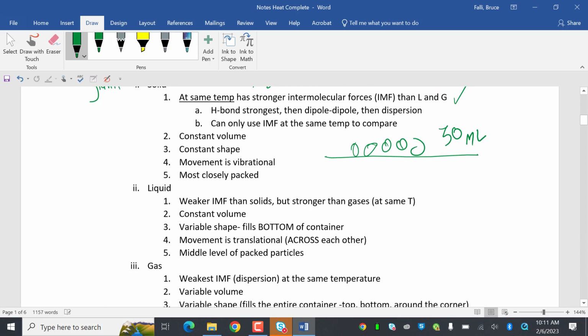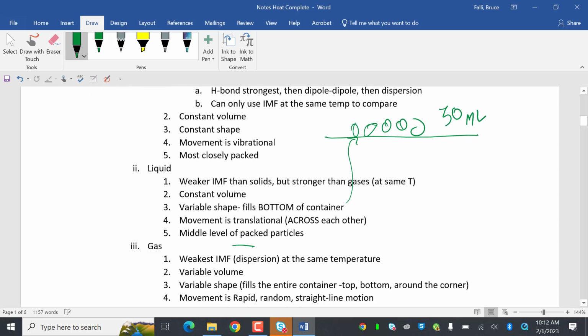Variable shape, it fills the bottom of the container. Notice how my spill changed shape. Middle level of packed particles. And the movement is translational. Trans means across. So they move across each other.